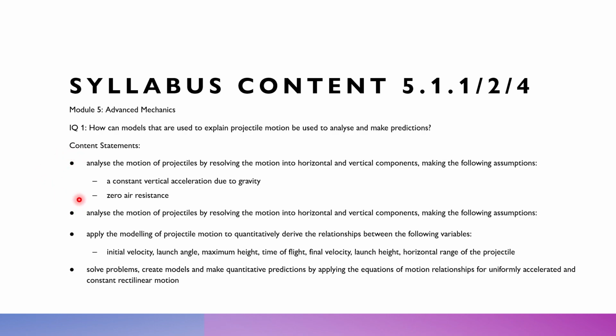Primarily, we're starting to kick into the first dot point, which looks at the analysis of motion of projectiles by first resolving the motion into horizontal and vertical components, which is what we did in the previous video, but then also using the assumptions that a constant vertical acceleration occurs due to gravity and that there is zero air resistance.